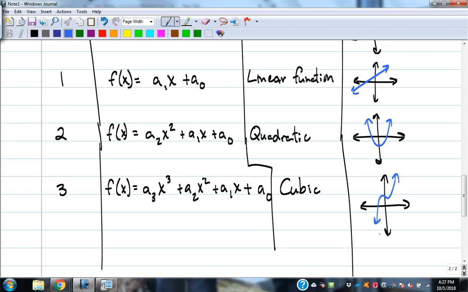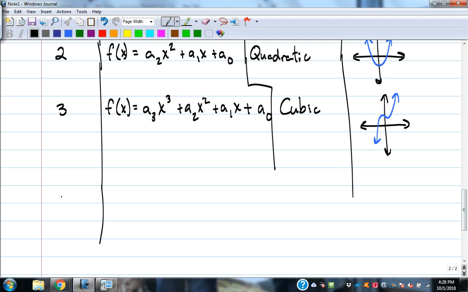Depending on what the coefficients are in front of each of those powers of x, a cubic function is always going to look something like this, and depending on what those coefficients are is how much of a hump in the middle it has. Those coefficients change that. And the a sub 0 changes where it crosses the y-axis. But it generally looks like this as a cubic function. General shape of that.